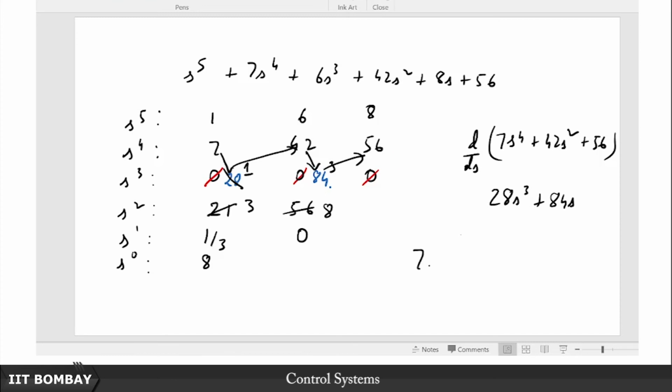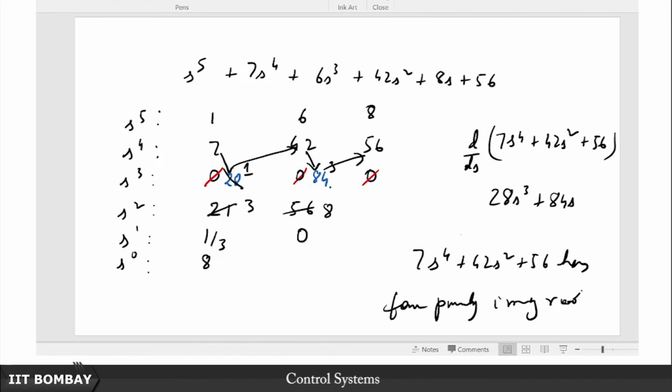So therefore 7s to the 4 plus 42s squared plus 56 has 4 purely imaginary roots. Okay. So what about the other root? Of course these 4 are also roots of the original polynomial. So the original polynomial also has 4 purely imaginary roots. So there is one more root remaining. What can we deduce? For that we need to deduce from the number of sign swaps up to this point.